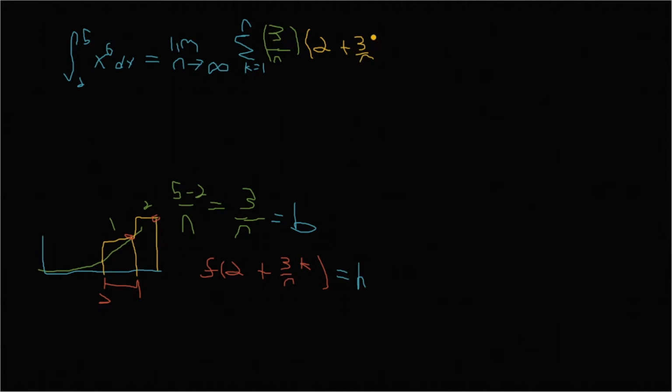over n. Let's rewrite that. 3 over n times k. This quantity all to the 6th power. And these two are the same, because this is the base of the rectangle, and this is the height of the rectangle. And we were summing infinitely small rectangles, because n is going to infinity. And so that's what the definition of the integral is. This summing of infinitely small rectangles.